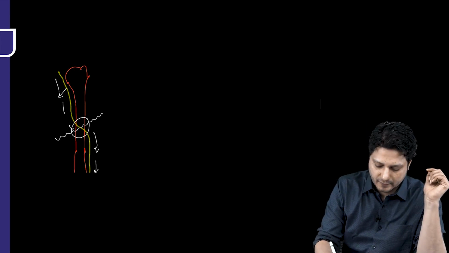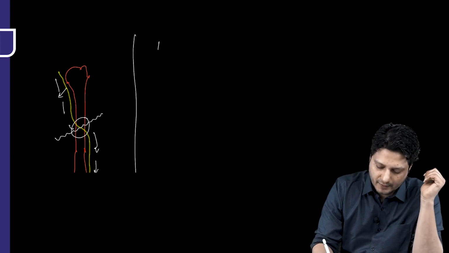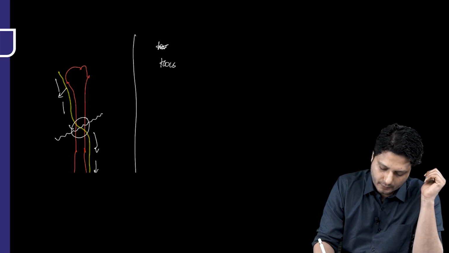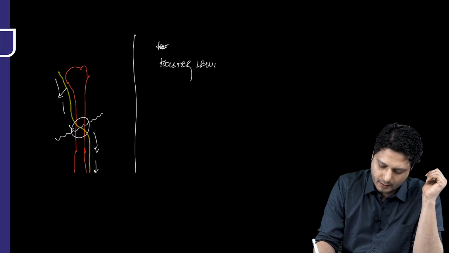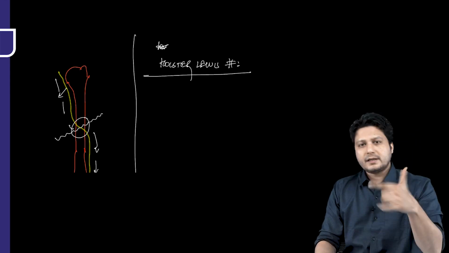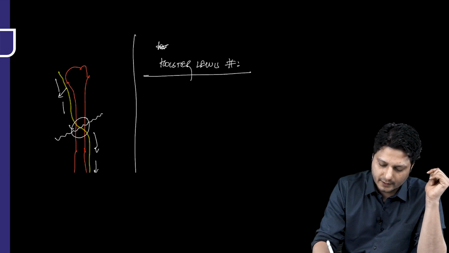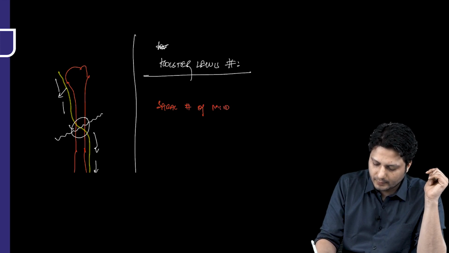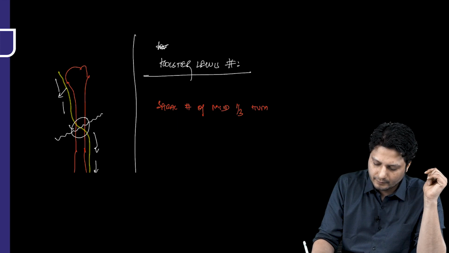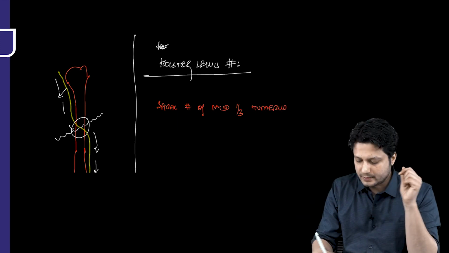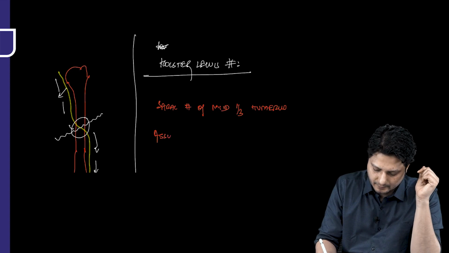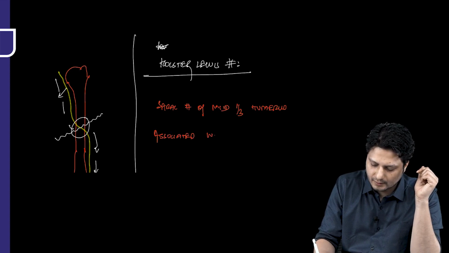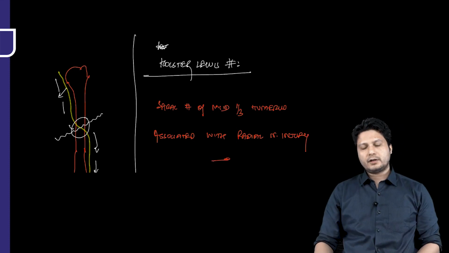Now there is an eponymous fracture related to this topic, and that eponymous fracture is the Holstein-Lewis fracture. Now under the heading of this Holstein-Lewis fracture, what you have to remember is that it is the spiral fracture of the mid 1/3 of the humerus associated with radial nerve injury.